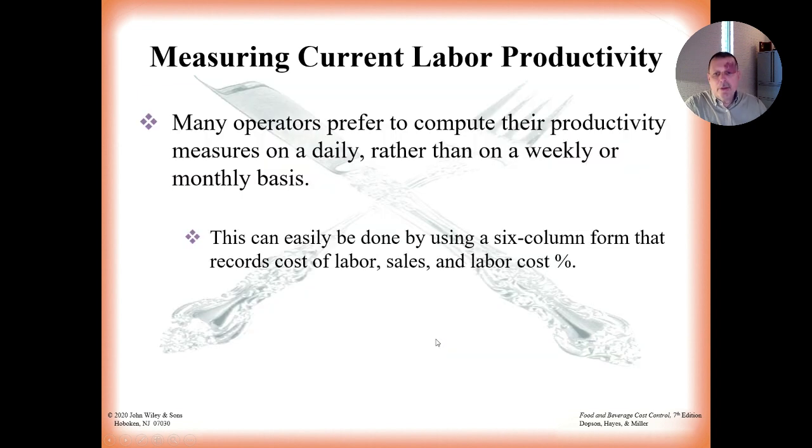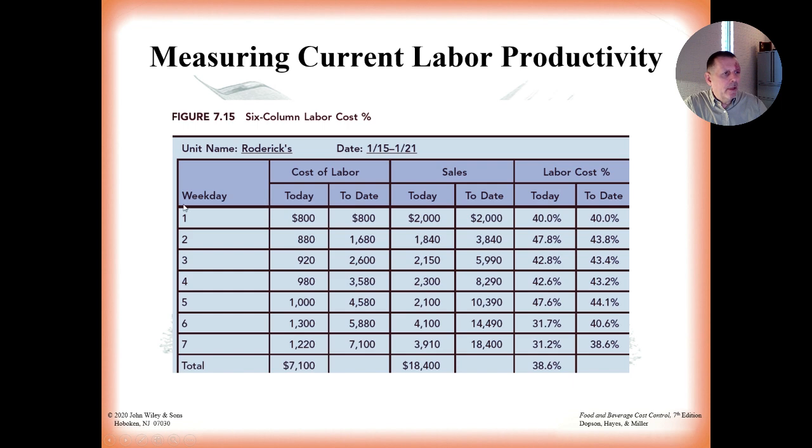All right, so measuring current productivity. Many operators prefer to compute the productivity on a daily basis rather than weekly or monthly, because it always changes, right? You really want to know how we're doing right now. This can easily be done by using a 6-column form: today, to date, cost of labor, sales, and then labor cost percentage. Those are good information to know what our productivity is.